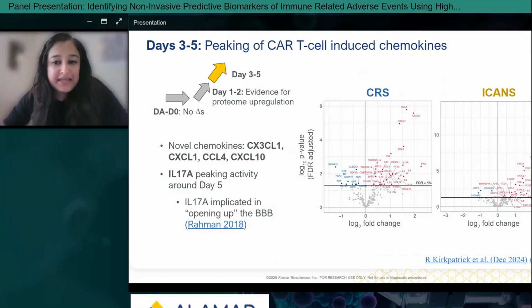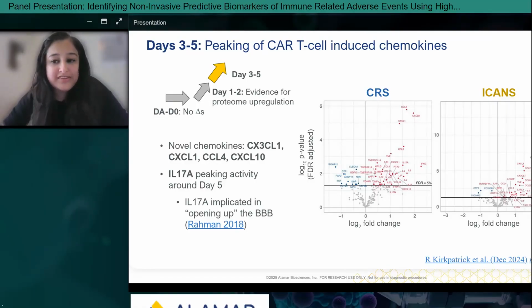At day 3 to 5, we see an induction of many proteins with several cytokines reaching peak levels. And the levels are almost 4-fold increase in expression compared to the baseline. This includes known cytokines such as IFNG and IL-6, but it also shows other novel mediators such as CX3CL1, CXCL1, CCL4, and CXCL10, which had not been identified previously in the context of CAR-T toxicity.